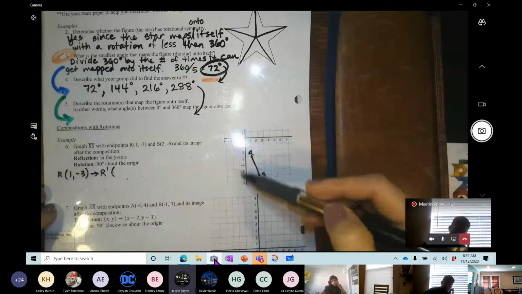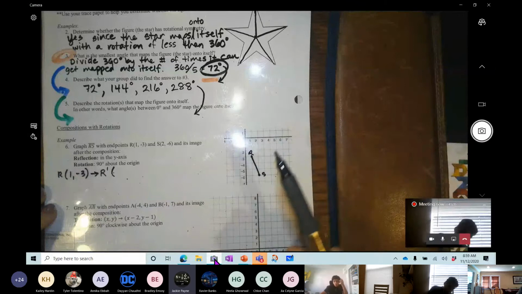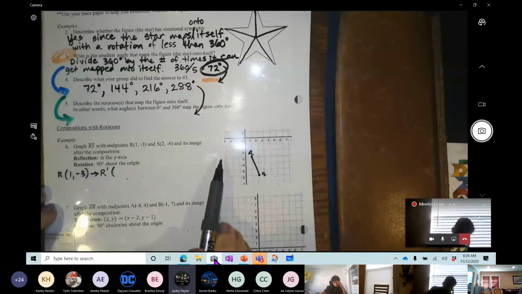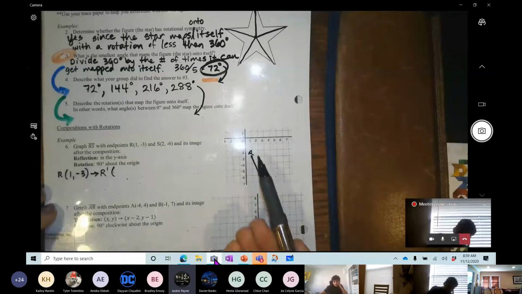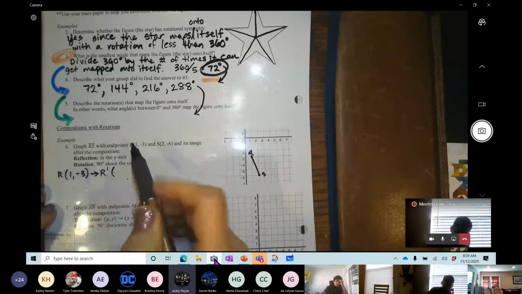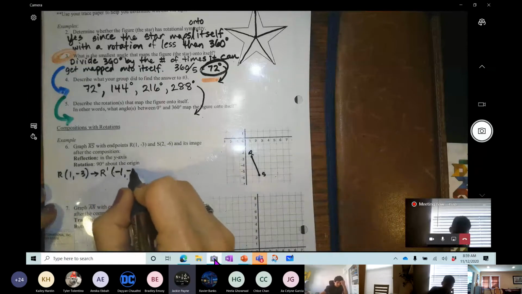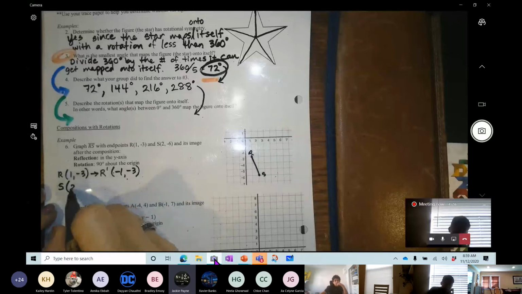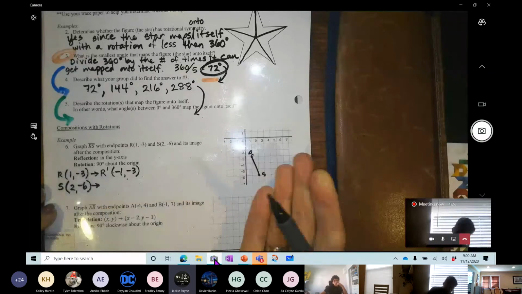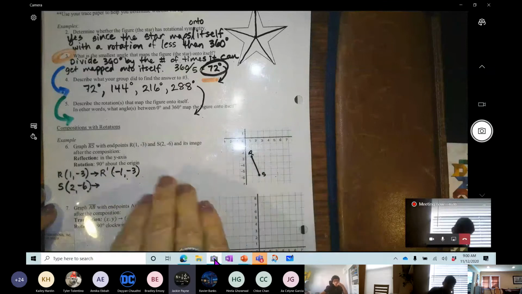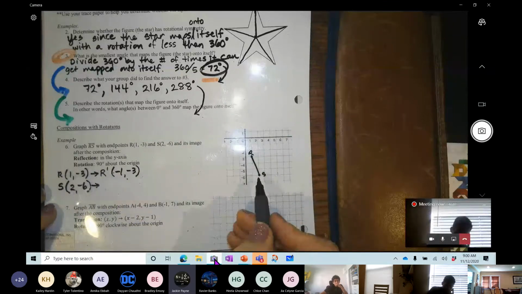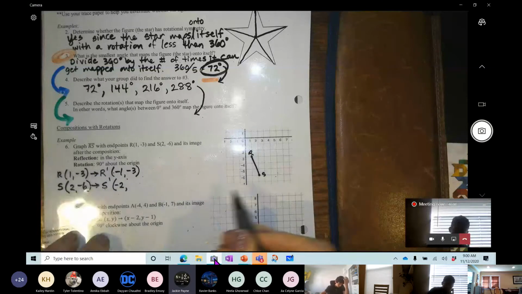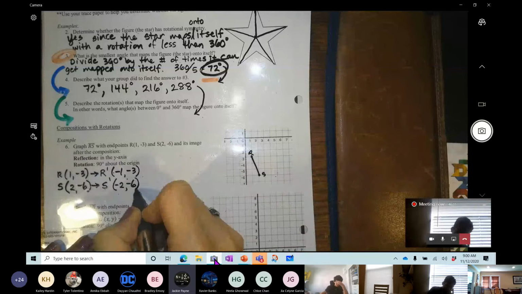And R prime, all it does, here's the y-axis, so you're going to flip it over this way, which means your y's will stay the same, but your x's will go from positive to negative. So this is going to turn into -1, -3. I'll do the same for the S. So S is 2, -6. And if I reflect it here to here, my 2 will become -2, and my -6 stays the same.